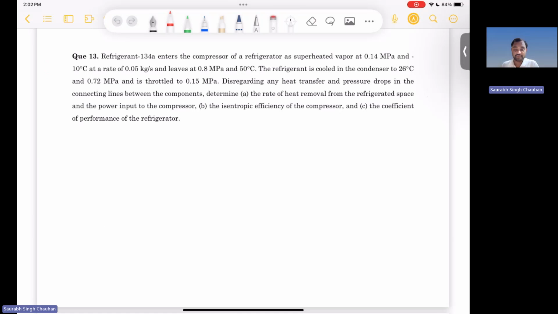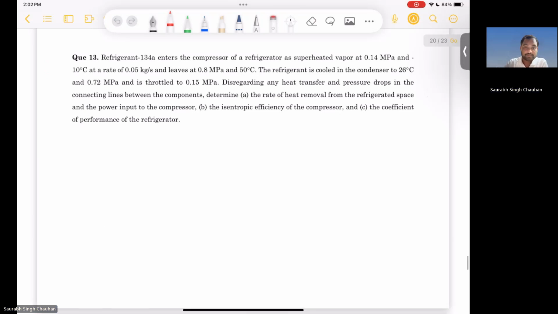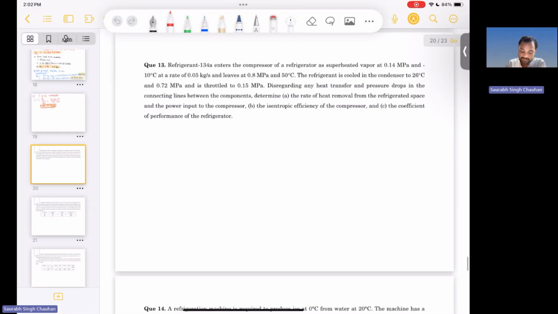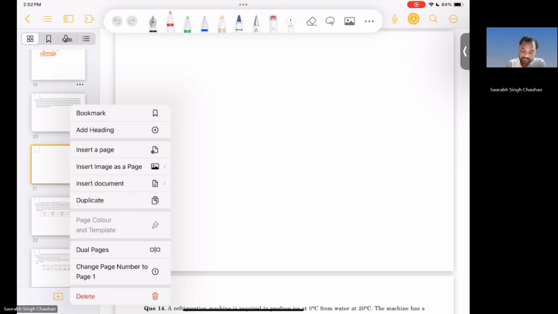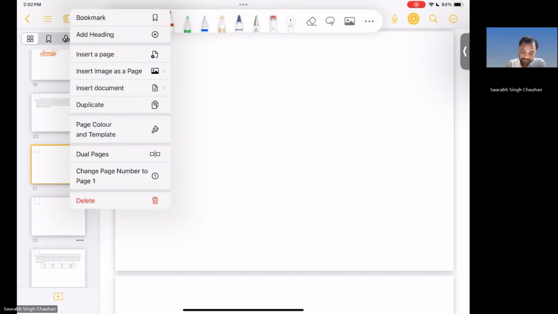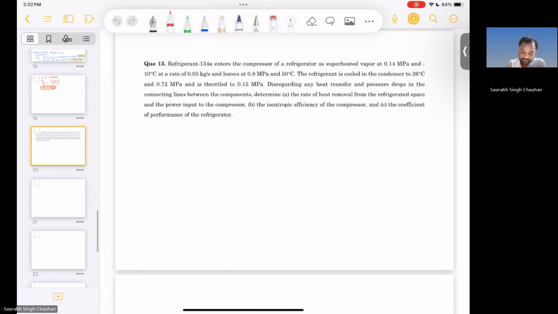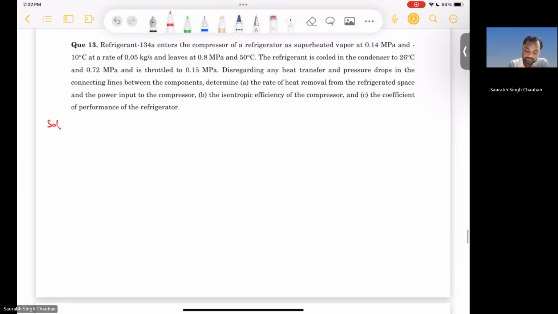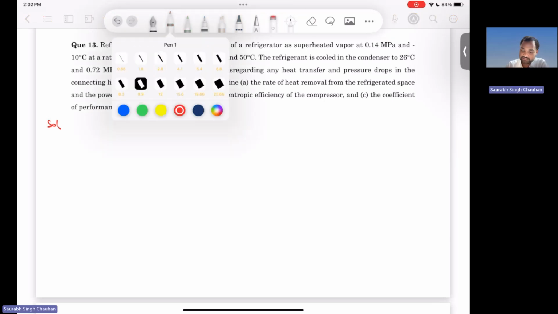Disregarding any heat transfer and pressure drop in the connecting lines between the components, we have to find the rate of heat removal from the refrigerated space, the power input to the compressor, the isentropic efficiency of the compressor, and the coefficient of performance of the refrigerator. Okay, so in the previous question we had an ideal vapor compression refrigerator, but here it is not the ideal case. But again, we can use the property table for R134A and we can solve the question. Again, we'll have to make this TS diagram.